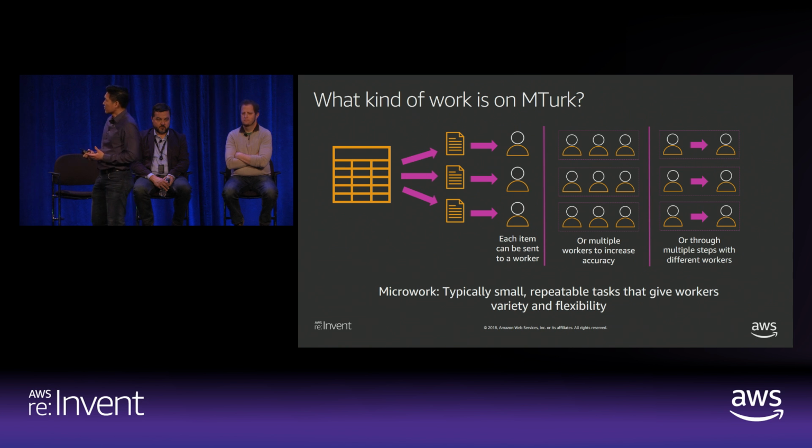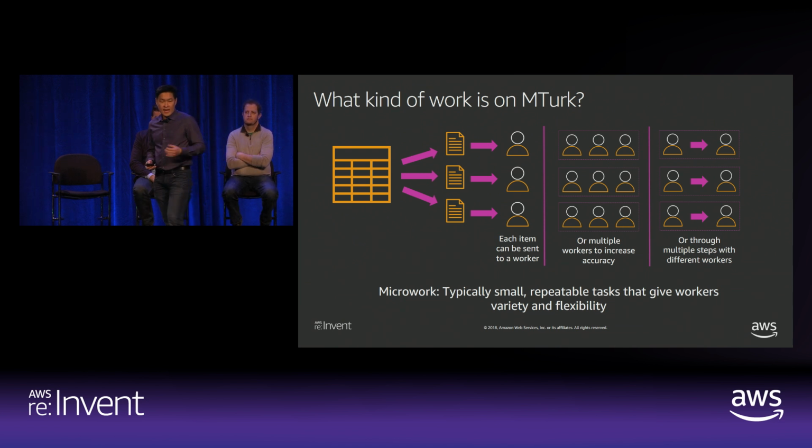So what kind of work is on MTurk? Well, it's generally micro work. These are typically small, repeatable tasks where, when combined together, they solve a bigger problem. This is what MTurk is designed for. It's less suitable for project-based work where there's a lot of back and forth communication between a requester and a worker. So common use cases of MTurk would be data labeling for machine learning, moderating user-generated content, data categorization, data collection, and cleanup.